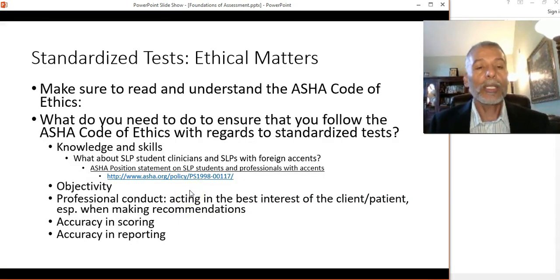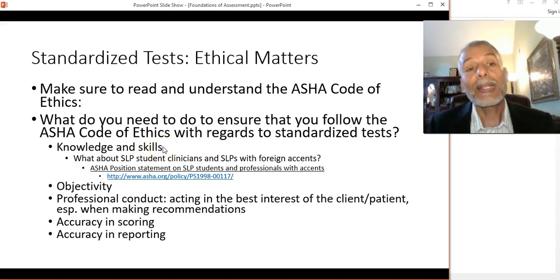So, basic considerations for doing testing: ethical matters. First, you need to make sure to read and understand the ASHA Code of Ethics, and we did that last week. What do we need to do to ensure that you follow the Code of Ethics with regards to standardized testing? You need to go back again, take notes, look at anything that applies to testing, and really make it part of your policy.